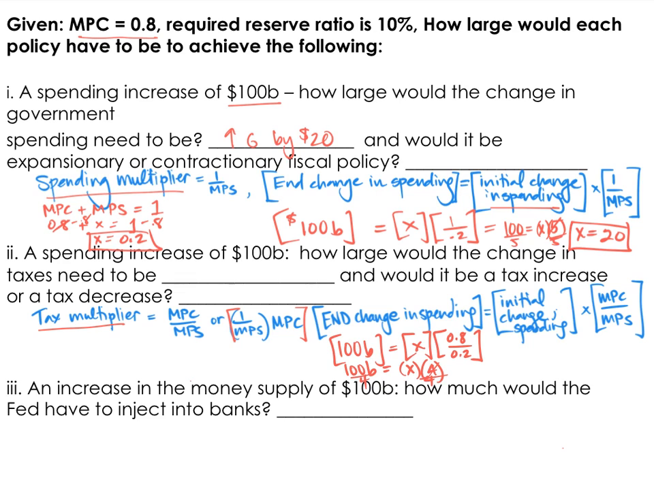and you get 25 billion is the size of this tax change. And remember to go in the right direction. If we want to increase spending, we need to cut taxes. So we need to cut taxes by 25 billion, and it is a decrease.